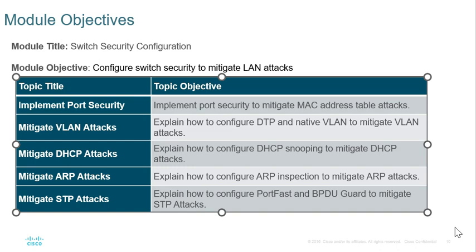Then we are going to look at how to mitigate VLAN attacks. We've seen a little bit about VLAN attacks, which are VLAN hopping dan juga double tagging. Next, we are going to look at how to mitigate the DHCP attacks, for example, DHCP snooping. Next, we have ARP attacks, for example, ARP poisoning. And next, we are going to look at how to mitigate the spanning tree protocol attacks.